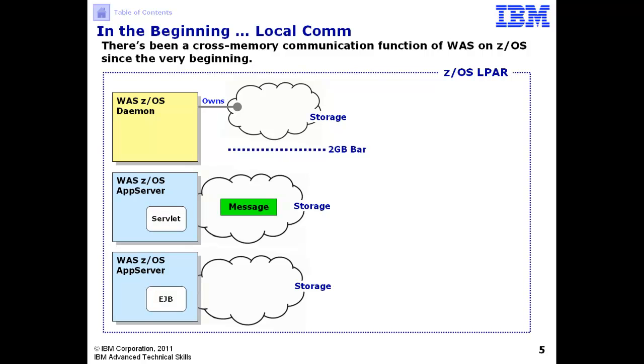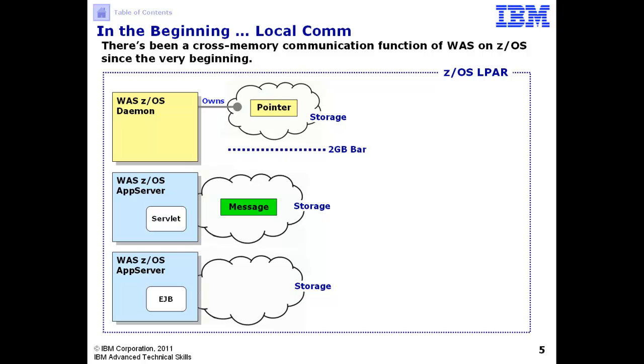Now imagine one application server has a servlet running, and that servlet wishes to send a message to an EJB in another server. Remember, the 2 application servers are on the same LPAR. That is important. LocalComm is limited to cross-memory communications within an LPAR. So too is WOLA. The message is formed and is held in the storage area for the servlet application server.